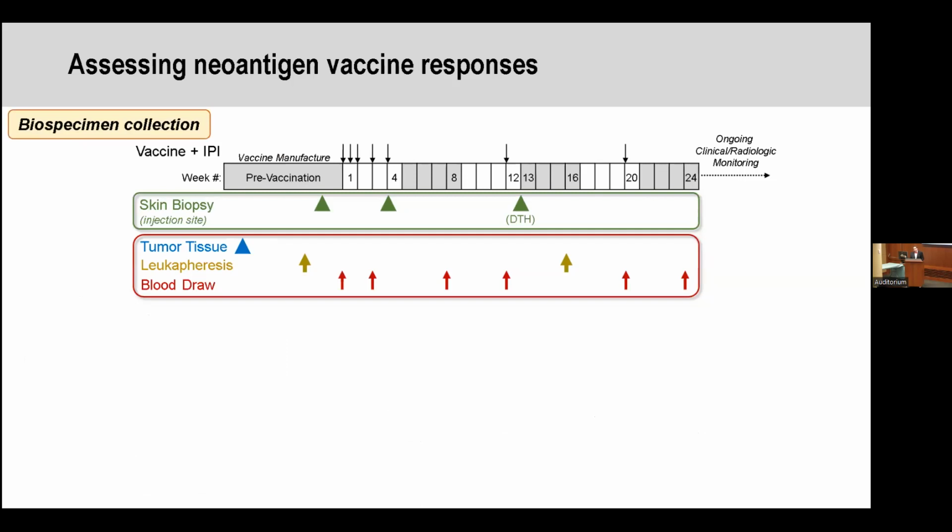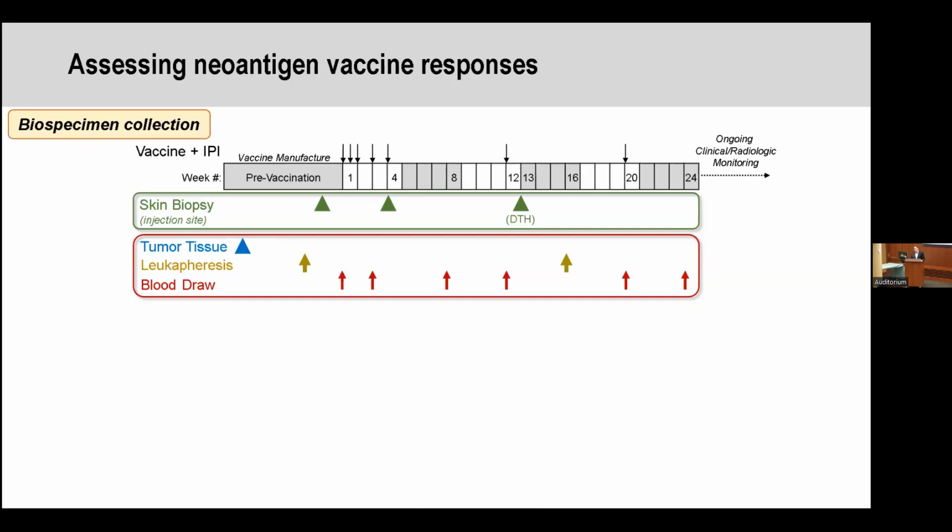But again, a big part of this was really the biospecimen collection. These were really generous patients that went through a lot for this trial. They went through the vaccination itself, which was 5 priming doses over the course of 3 weeks and 2 booster shots at week 12 and week 20.